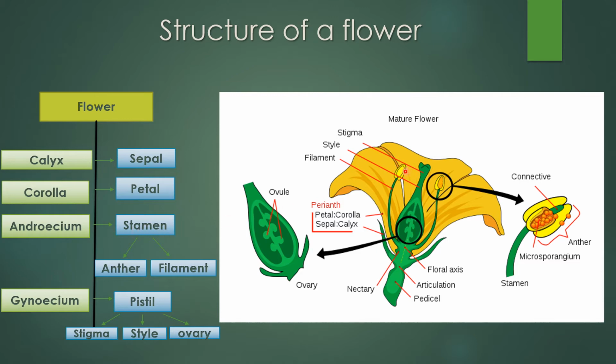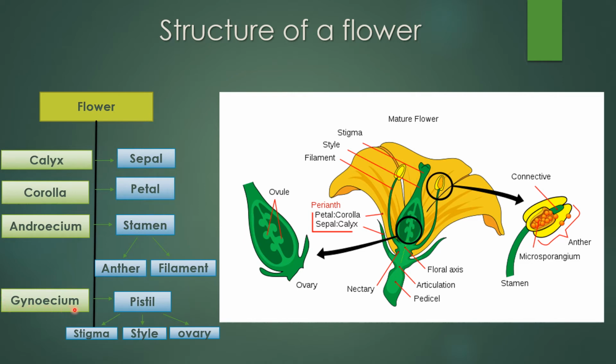So here this is the stamen, and each stamen has 2 parts. The first one is the anther. Now see, it's the anther in which the pollen grains are produced and stored, and the next one is the filament. Here it actually connects the anther to the flower base. Now the next one is the gynoecium.